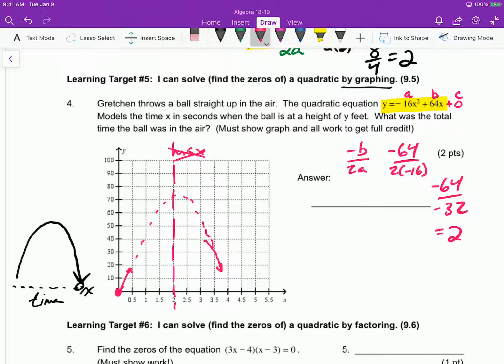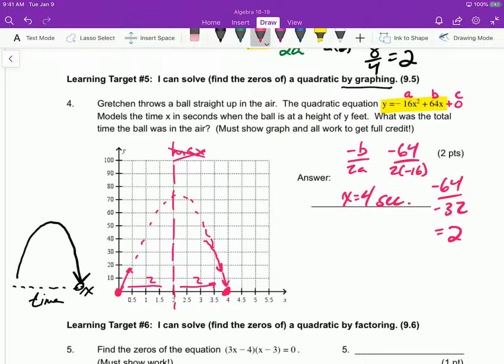But remember that is just our axis of symmetry. The question is asking us, when would it come down? Well, if it's 2 seconds to get halfway, we kind of assume it's another 2 seconds until it would hit the ground at 4. So our answer would be approximately 4 seconds.